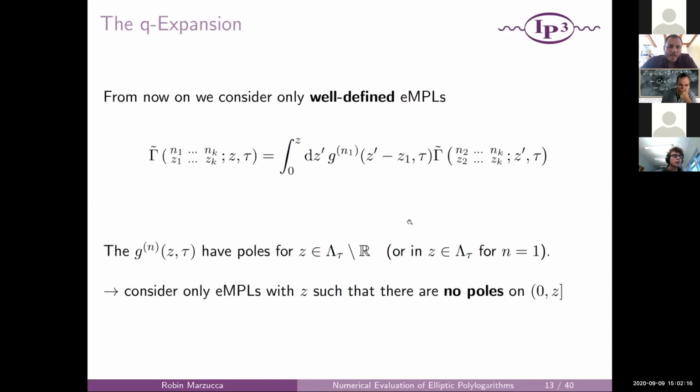And when we say the elliptic multiple polylog should be well defined, that means that we only consider EMPLs where z is such that there are no poles between 0 and z, so on the straight line between 0 and z. First of all, obviously, if the endpoint is on a pole, then the integral diverges. And second of all, if you have a pole somewhere in the middle on this line, you can regularize this by integrating around the pole, but then of course, depending on which way you deform the contour, you will get different values. So this is something that the user will have to deal with beforehand.